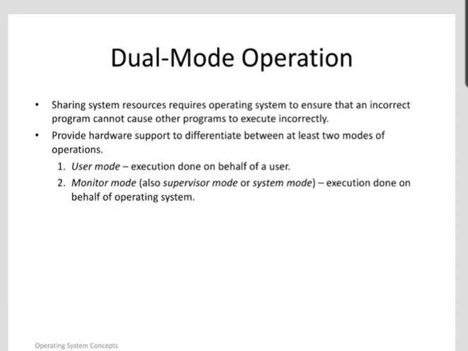Dual mode protection means that sharing system resources requires the operating system to ensure that an incorrect program cannot cause other programs to execute incorrectly. It provides hardware support to differentiate between at least two modes of operation, that is user mode and monitor mode. User mode means the execution is done on behalf of the user. Monitor mode is also called supervisor mode or system mode. Here the execution is done on behalf of the operating system.